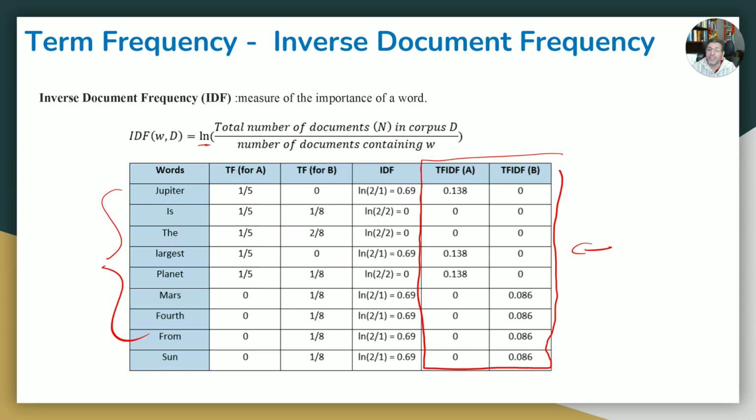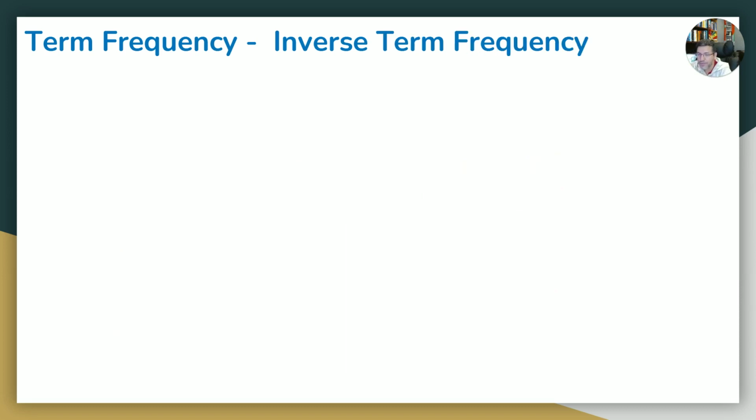So term frequency and inverse document frequency is a very common method of converting your text into tabular data. It calculates the frequency and, of course, the importance or weight of a word within the context of its documents and the entire corpus.